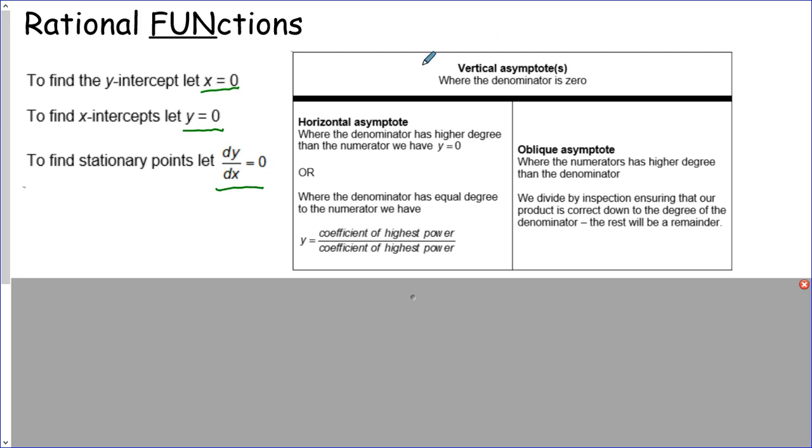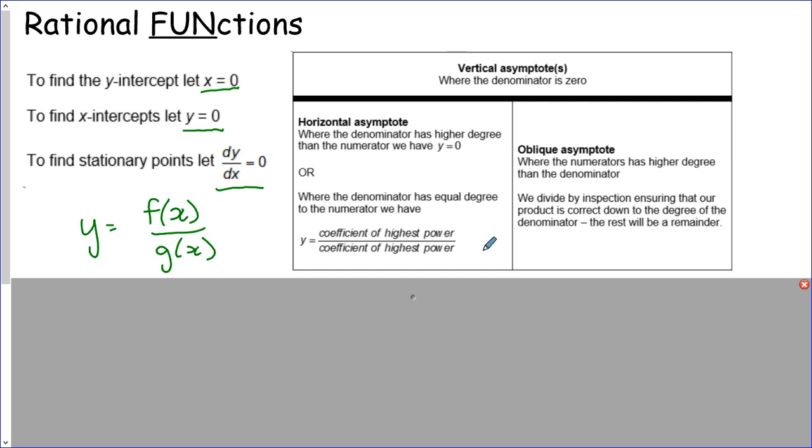Now, vertical asymptotes, sorry, I should have told you what a rational function is. A rational function is just a function of the form where we've got a ratio of two functions. A rational function will have a vertical asymptote or asymptotes where the denominator is 0.